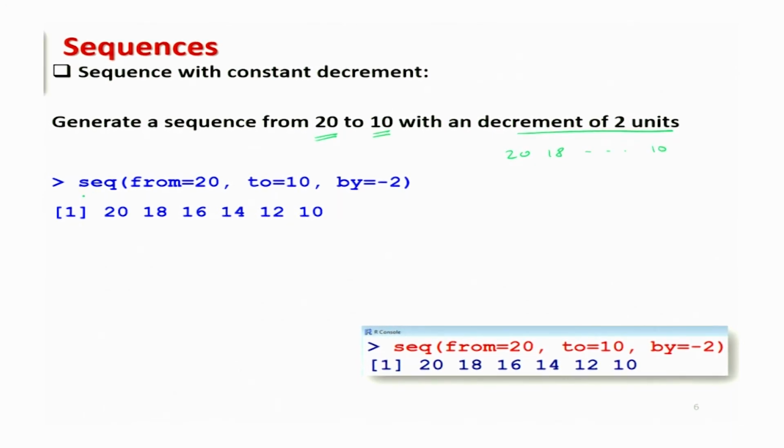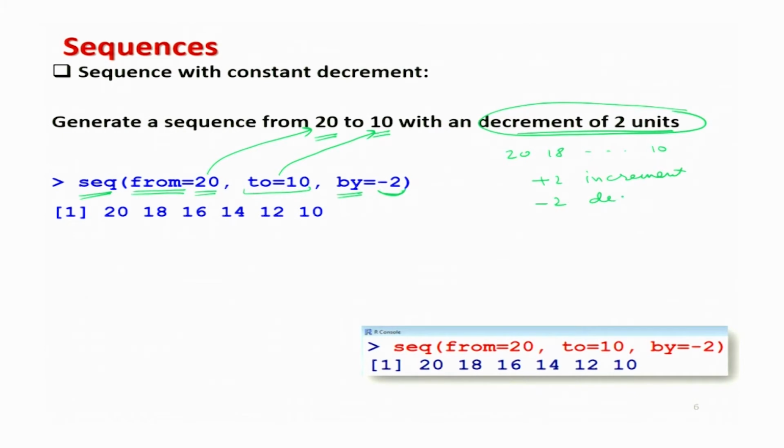So, I use the command seq, and inside the parenthesis I write from will be 20, then to 10, and then because I want a decrement, I give the value of by as -2. So, plus 2 will indicate the increment and -2 is going to indicate the decrement, and if you try to do it you will get the values like 20, 18, 16, 14, 12 and 10. So, you can see 20 minus 2 is equal to 18, then 18 minus 2 is equal to 16, and this will continue up to 12 minus 2 is equal to 10 and so on.